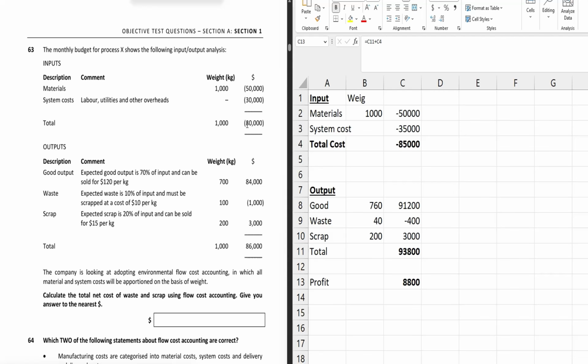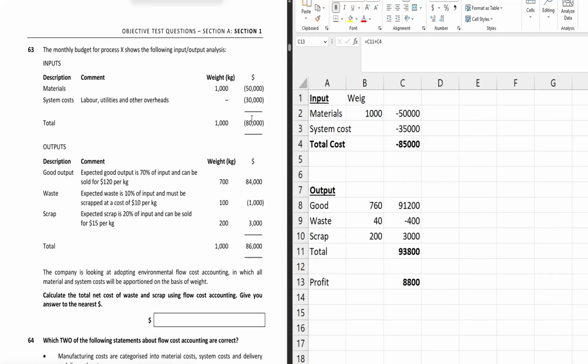Now, what is the total kg of waste we have produced? 200 plus 100. So how much will be the cost? If we assign the cost to these 300 kg of scrap according to input, we have for 1 kg of input the cost of 80.